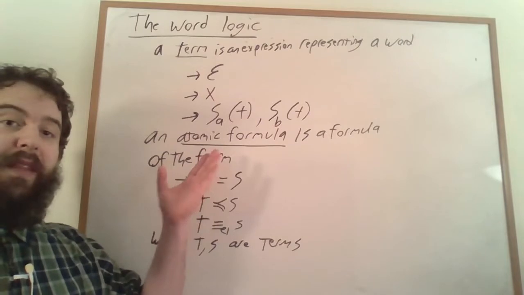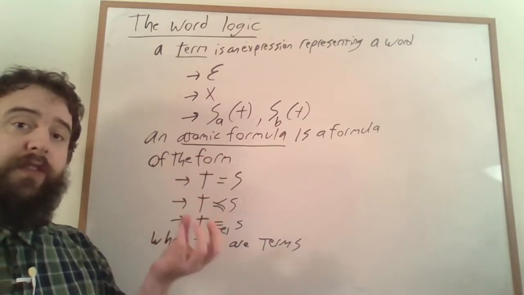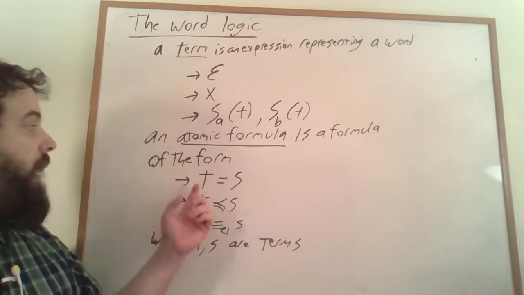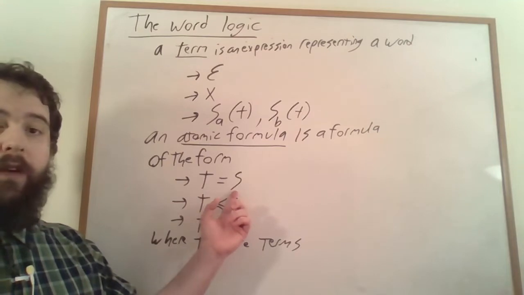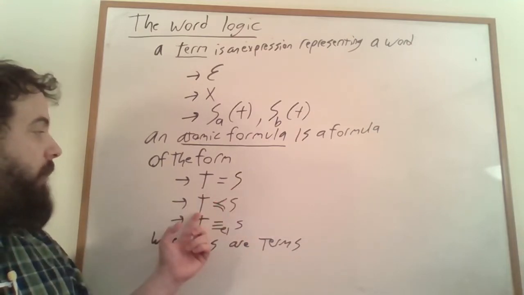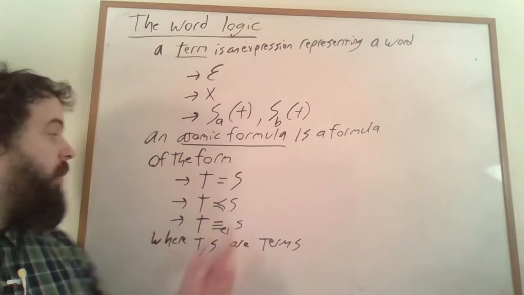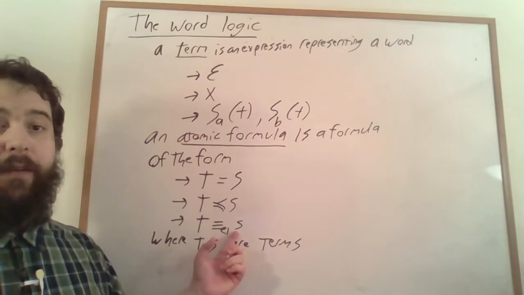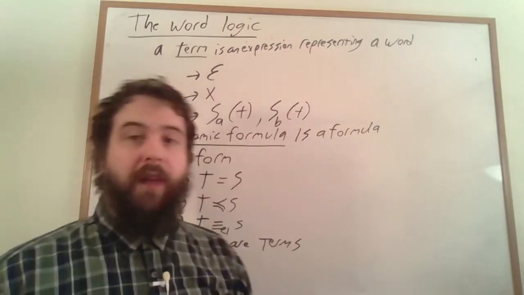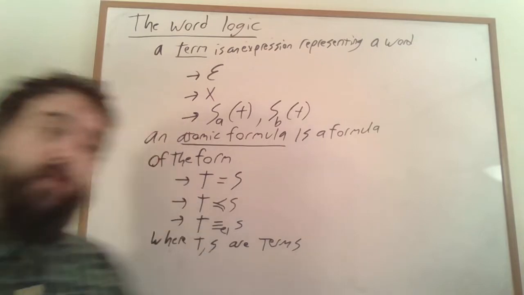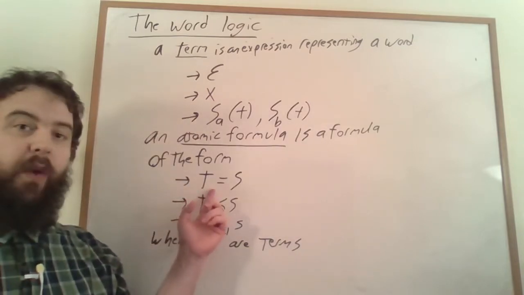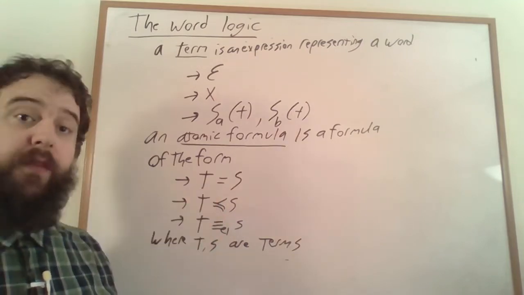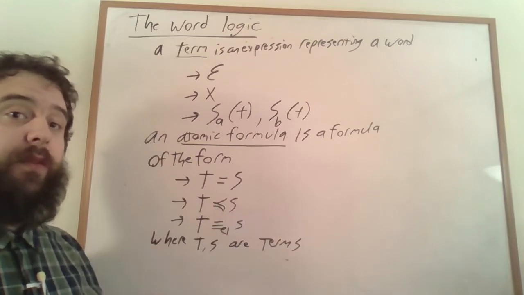So an atomic formula is going to be the simplest sort of expression that represents a Boolean, a true or false value. And it's going to be of the form either some term represents the same word as another term, or some term represents a word which is a prefix of another term, or some term represents a word that is the same length as another term. Even though we didn't include equality in our specification of the word structure, model theorists tend to always want to throw it in anyway for free, and there's good reasons why. From here, we then define the set of all formulas recursively.